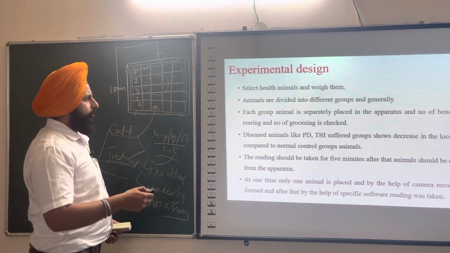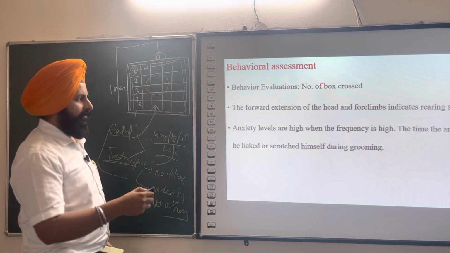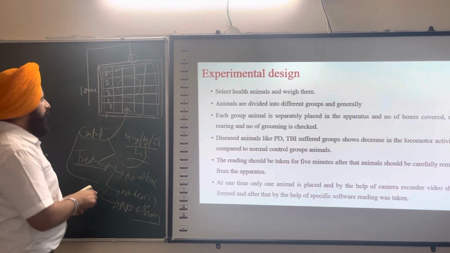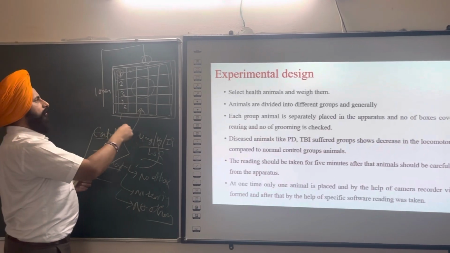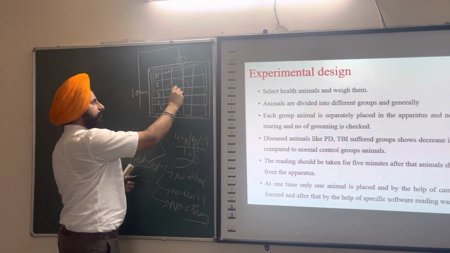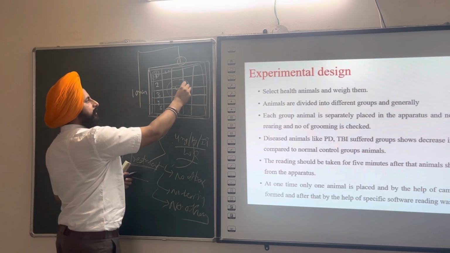So what you will do here, I will tell you that you will check the behavior evaluation, that is number of box cross, as well as you will check the number of rearing. So in the box cross, what you will do firstly is, if you are selecting a control animal, you will place it in the central arena of this particular apparatus.